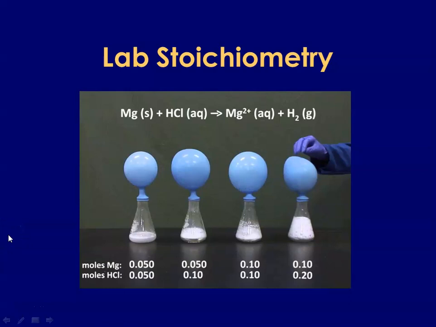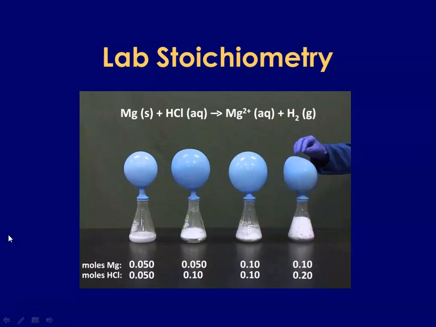All right, so this part of Unit 2 is going to focus more on the mathematical side of reactions. We're going to start with lab stoichiometry. You have two reactants here, magnesium and hydrochloric acid, and you have different amounts of magnesium and hydrochloric acid.